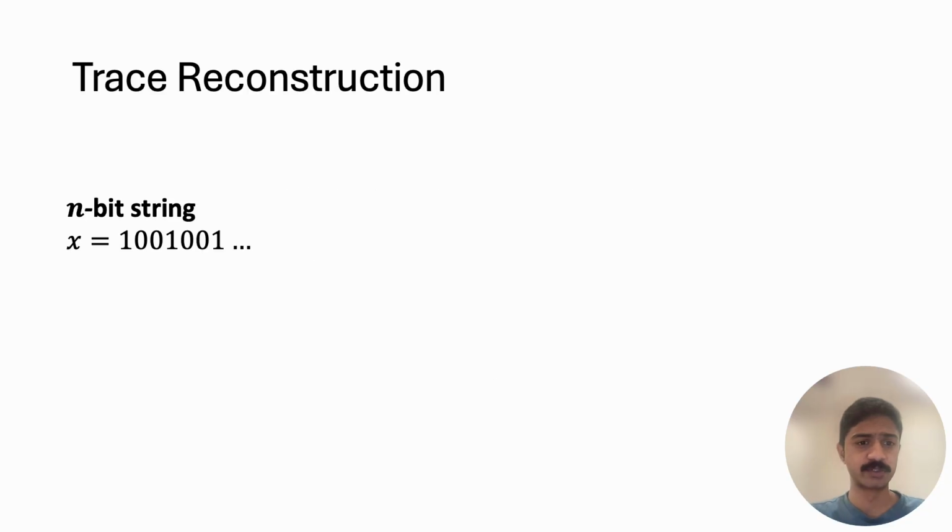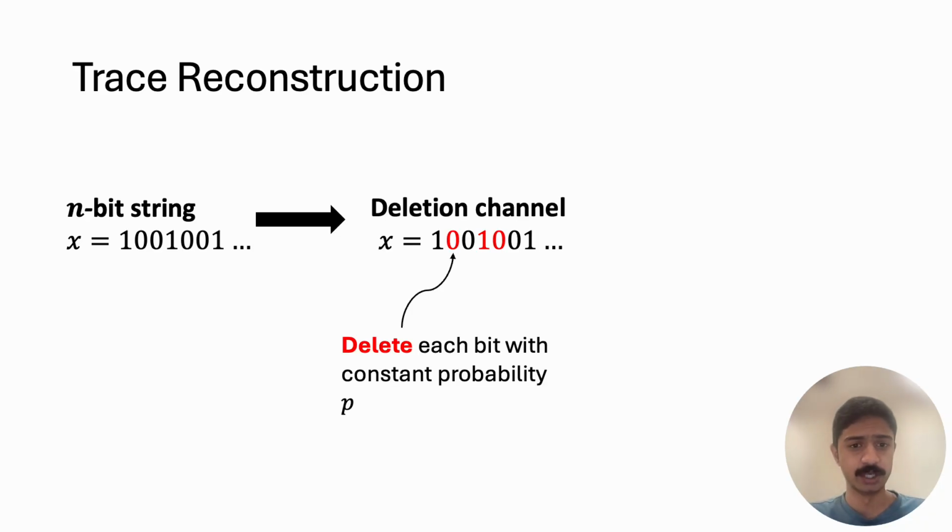The famous trace reconstruction problem is the following. Suppose you're given an unknown n-bit binary string x, which passes through a deletion channel. The deletion channel flips a coin for each bit of x and deletes the bit with some constant probability p. Here I've colored the deleted bits in red. When the channel is done, it outputs a trace x tilde, which is just the subsequence of x that's left after deleting the bits in red.